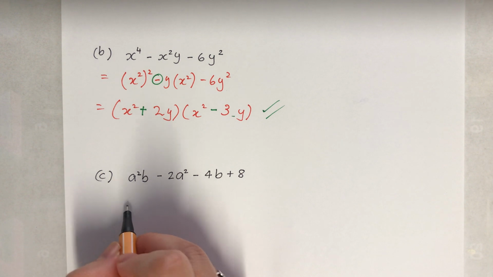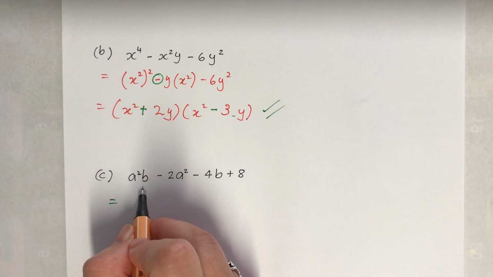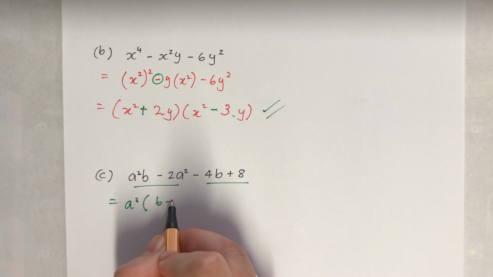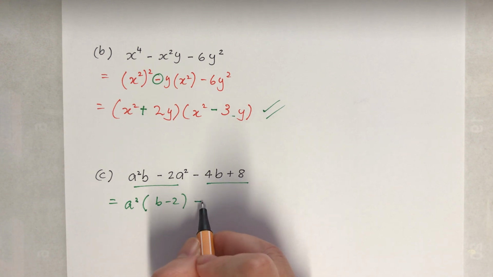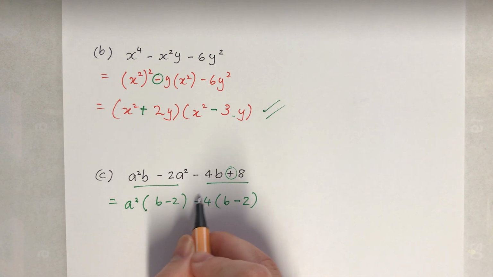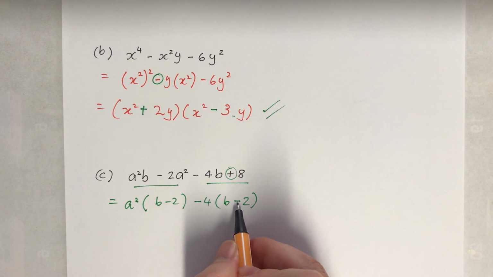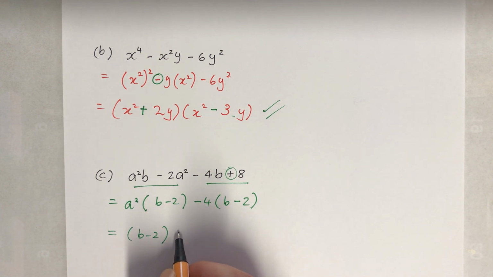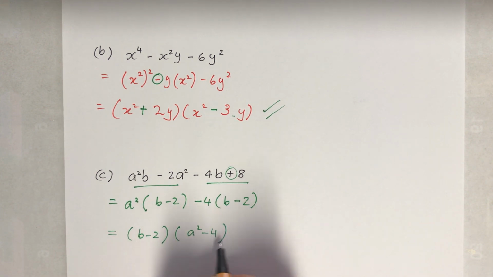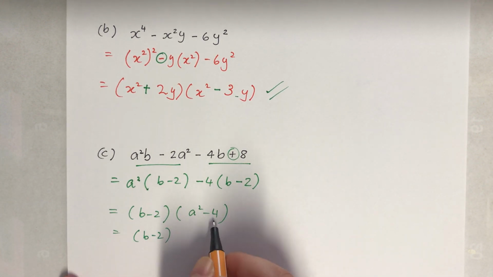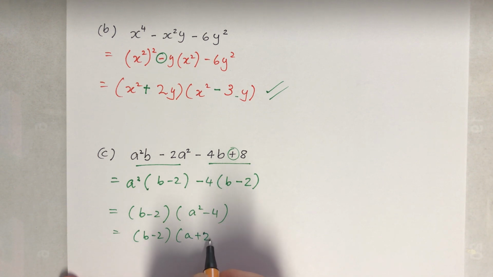And the last one, I'm going to do by grouping. So what's a common factor here? A squared. So if I take a squared out, I get that. Common factor here, 4. I'm taking 4 out. Just be careful with that. We're taking a minus out, so we're left with a minus. And then what's the common factor? A squared minus 4. And it's not quite finished yet, because what's that? That's the difference of 2 squares, isn't it?